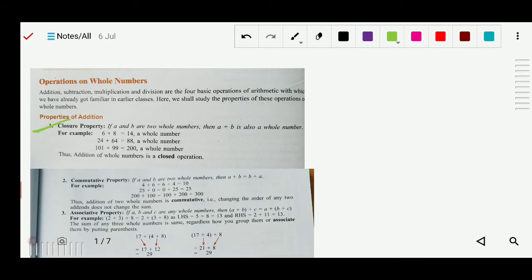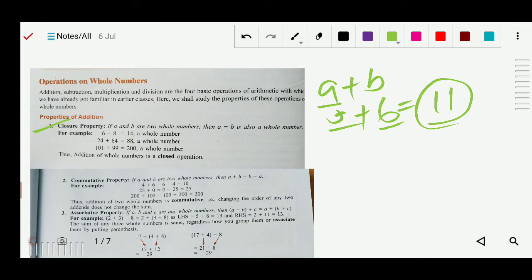So what is the closure property? If a and b are two whole numbers, then a plus b is also a whole number. It means, suppose a's value is 5 and b's value is also 5, so both are whole numbers, so its answer will be 11, so 11 is also a whole number. So that's the concept of this closure property. Closure property says that when you add two whole numbers, the result will also be a whole number. That is your closure property.